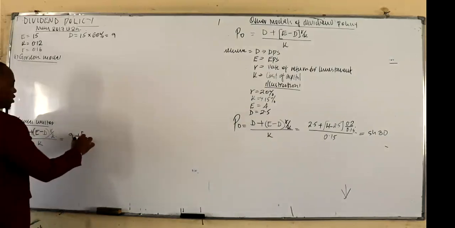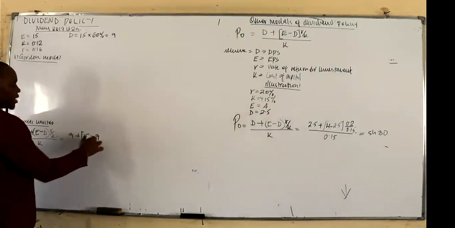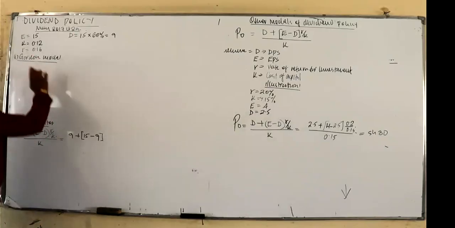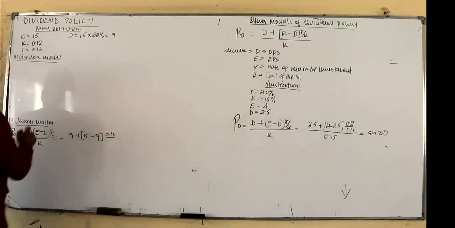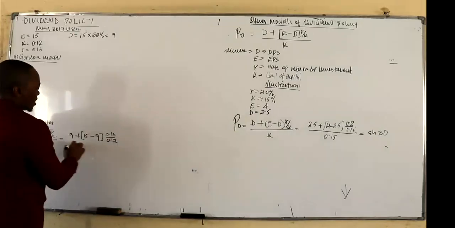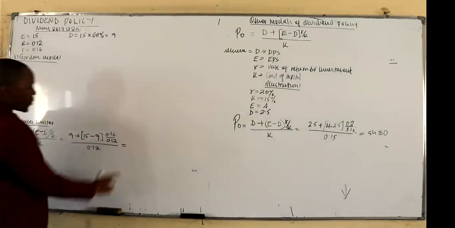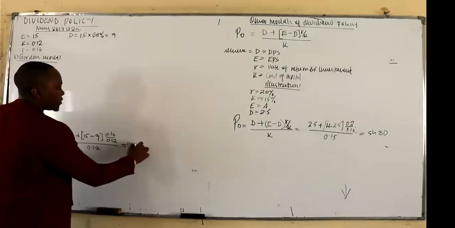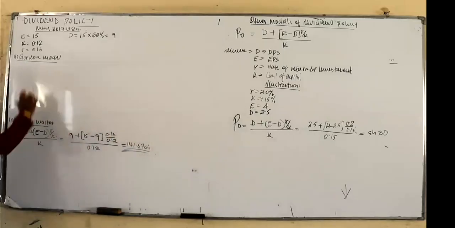Earnings per share, which is 15, minus the dividend per share of 9, gives the retained earnings per share, multiplied by R over K. R is 16%. K is the cost of capital, the capitalization rate, 0.12, and then you divide by K. That gives 1.67 shillings per share. And then the Gordon growth model.